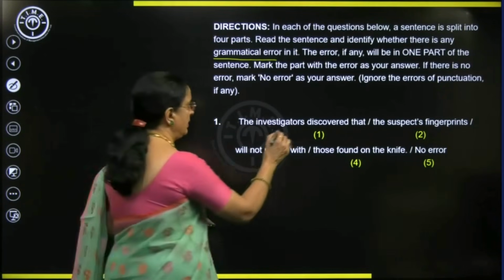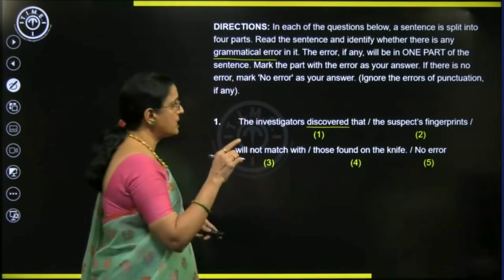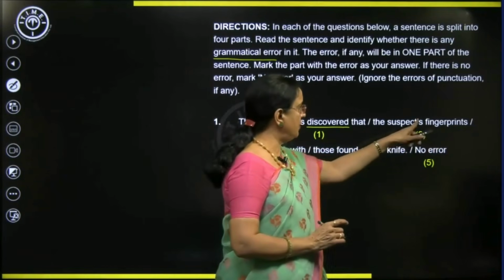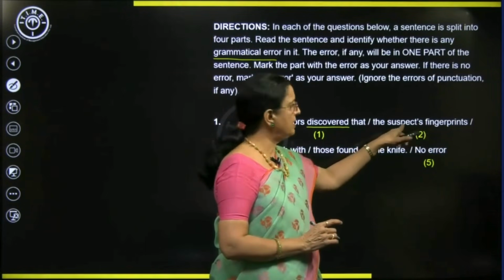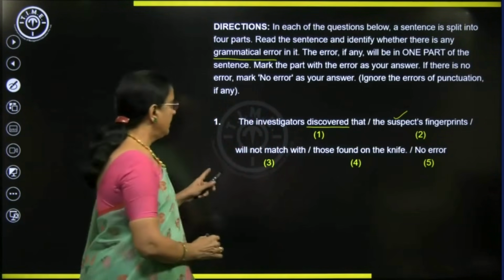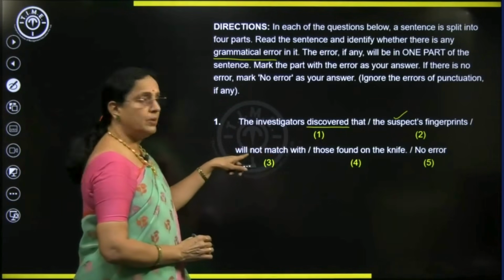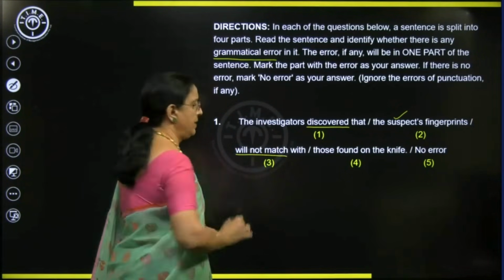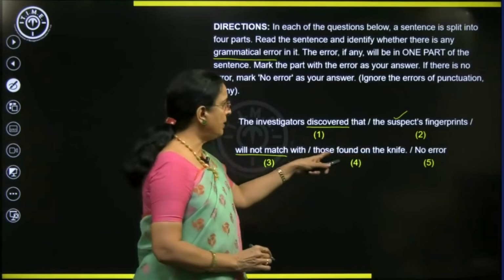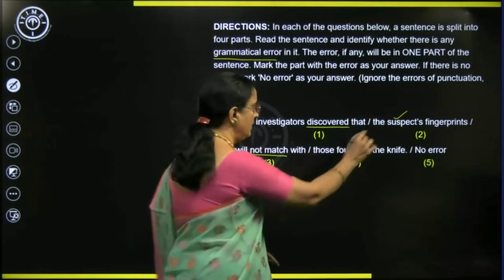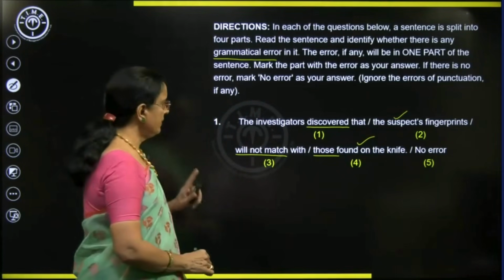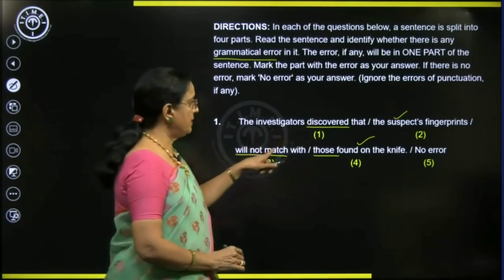So, the investigators discovered that the suspect's fingerprints, fine. The suspect's fingerprints, correct. You have to see whether there is an apostrophe error here. There is no apostrophe error, perfect. So, this part is correct. There is no correction. Will not match with, alright. What's the verb here? Will not match. I'll come to that later. Will not match with those found on the knife. What are those here? Fingerprints. So, noun and pronoun agreement is correct. So, there is no correction here. Understood? So, what should you look at? Verb correction, as I told you.